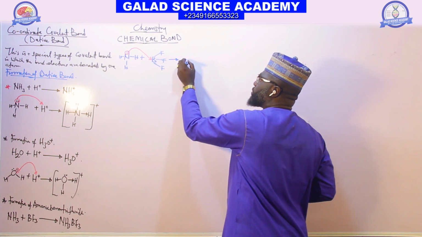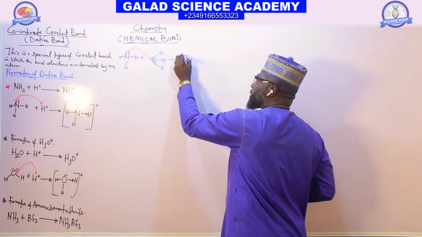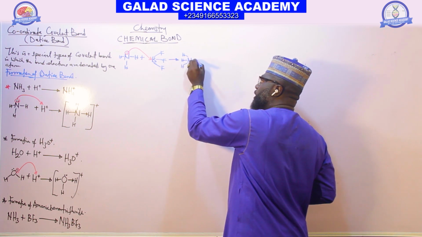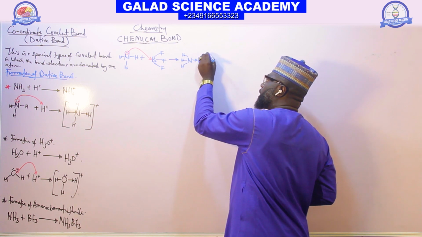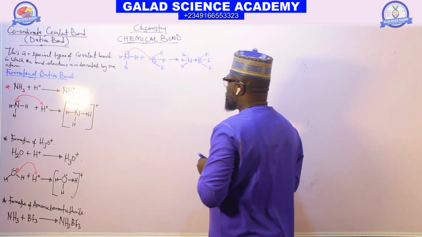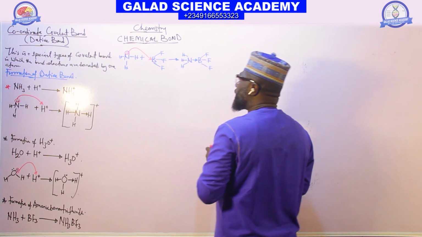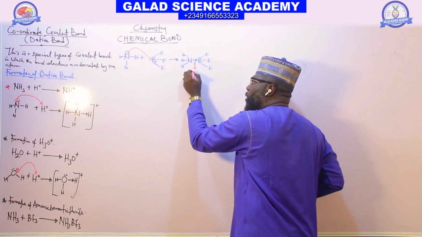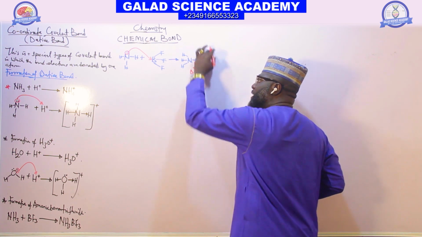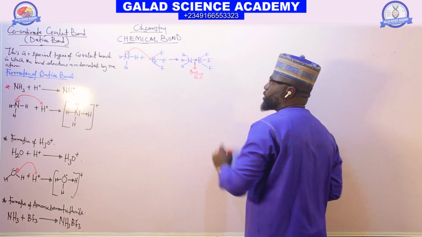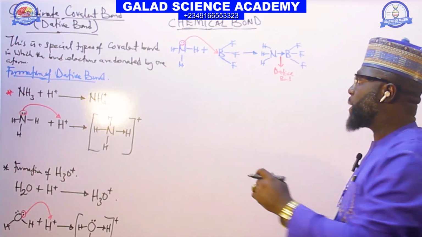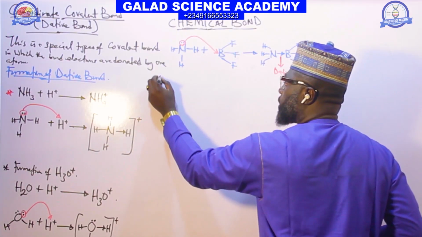So if it donates its lone pair electrons to that side, you will now have something like this. We have NH3 bonded with BF3. In this compound, this bond here is called the dative bond. We have 6 covalent bonds and one dative bond.